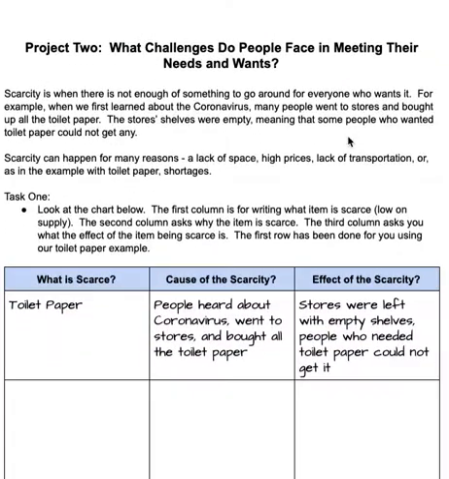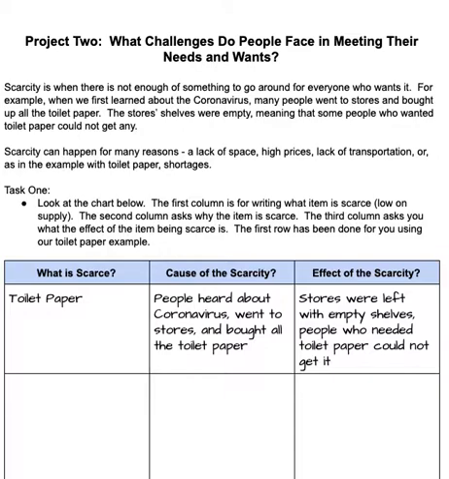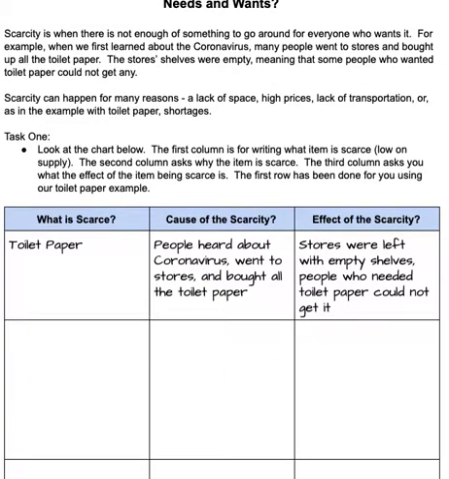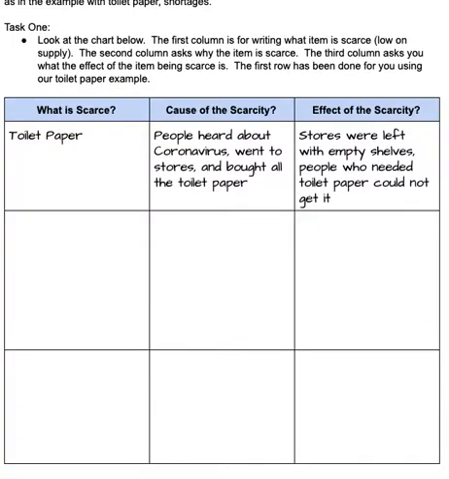The second project. What challenges do people face in meeting their needs and wants? I gave you a little background information on what exactly scarcity is. It's when there's not enough of something to go around for everybody who wants that particular thing. It could be due to lack of space or high prices or transportation or something unusual like a shortage. So what I want the kids to do is to take a look at the chart and then go ahead and take a shot at filling it in.